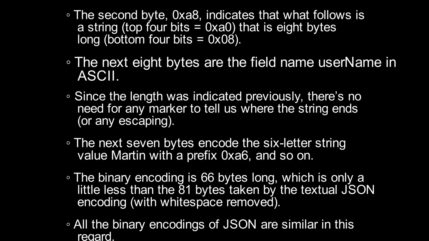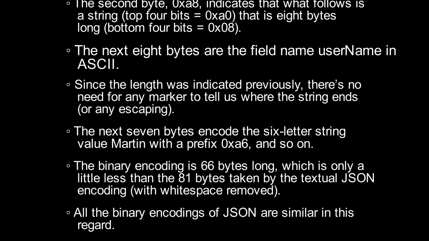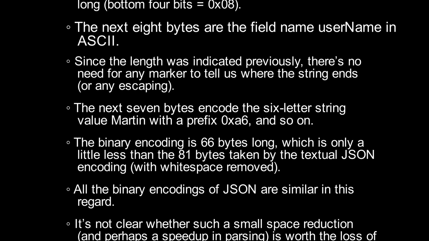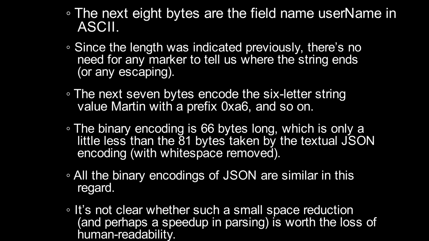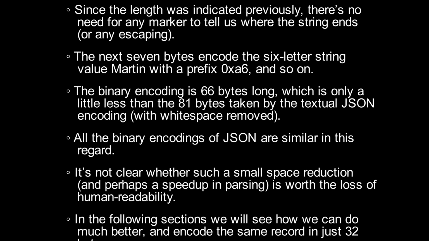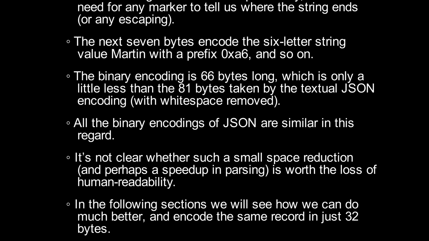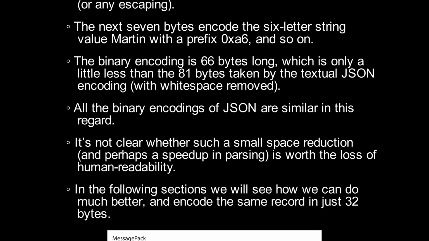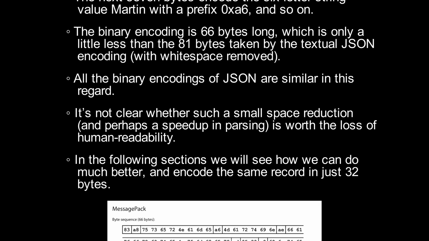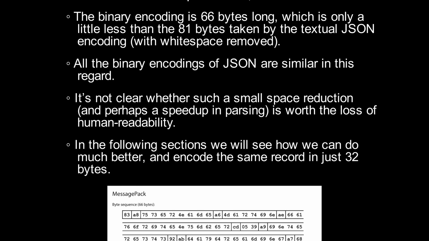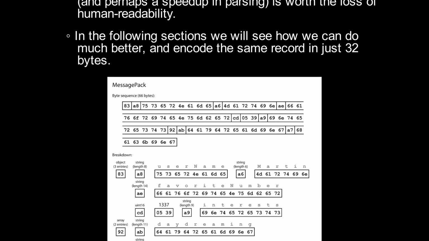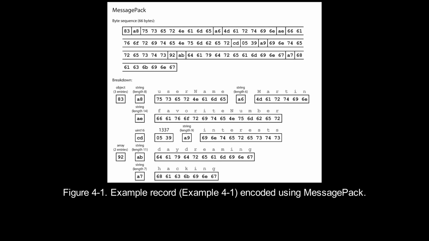The binary encoding is 66 bytes long, which is only a little less than the 81 bytes taken by the textual JSON encoding with whitespace removed. All the binary encodings of JSON are similar in this regard. It's not clear whether such a small space reduction and perhaps a speed-up in parsing is worth the loss of human readability. In the following sections we will see how we can do much better and encode the same record in just 32 bytes. Figure 4-1. Example record encoded using MessagePack.